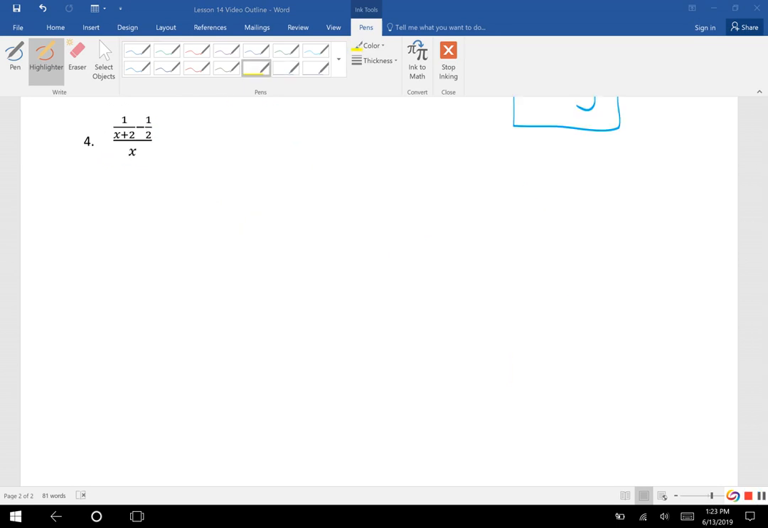Okay, last one. So my denominators are x plus 2 and 2. And that x on the bottom is technically an x over 1. So our only denominators are the x plus 2 and the 2. So that means my LCD is going to be 2 times x plus 2. So I'm going to copy down the problem, multiply everything by that LCD.